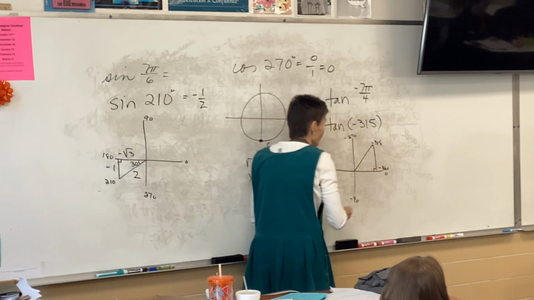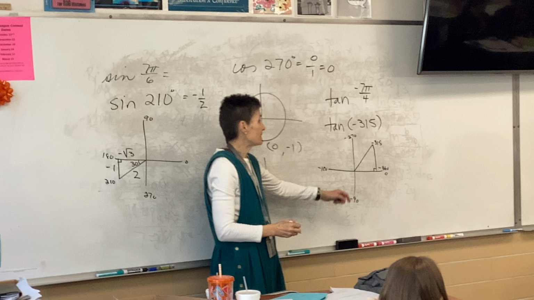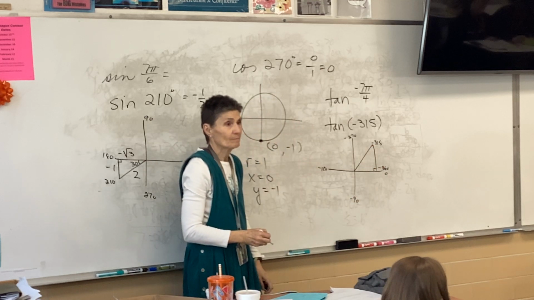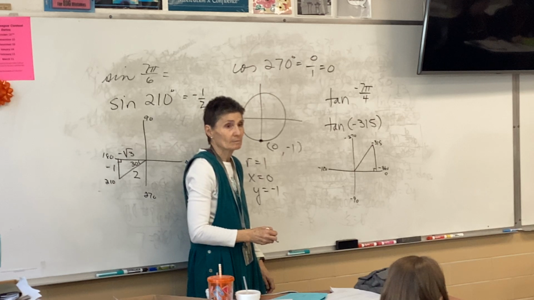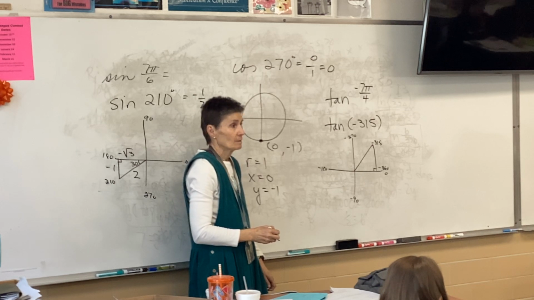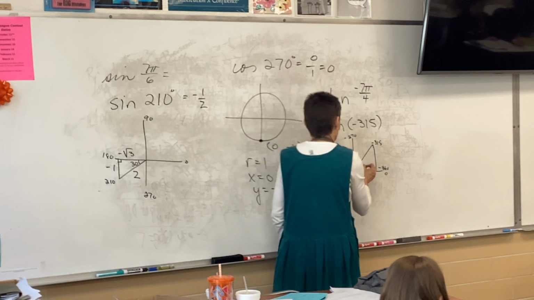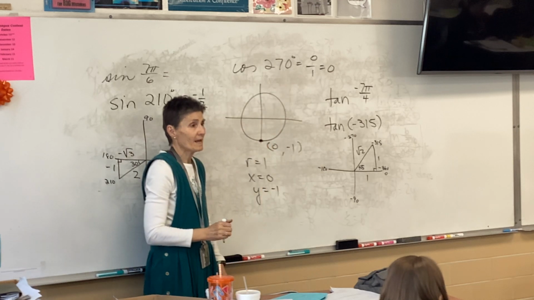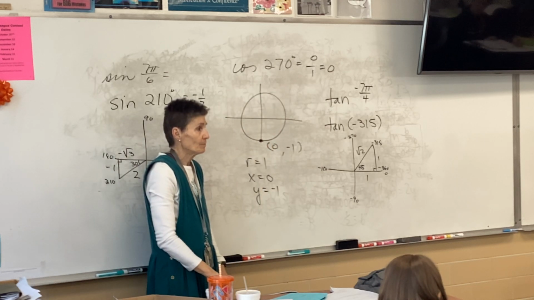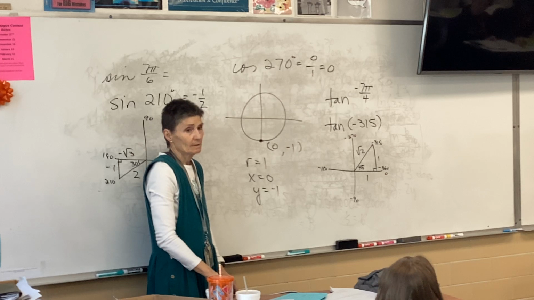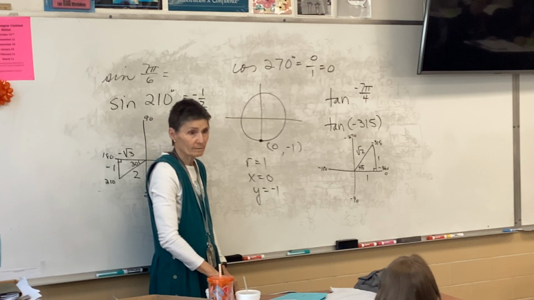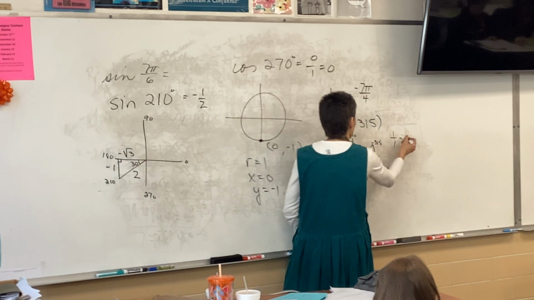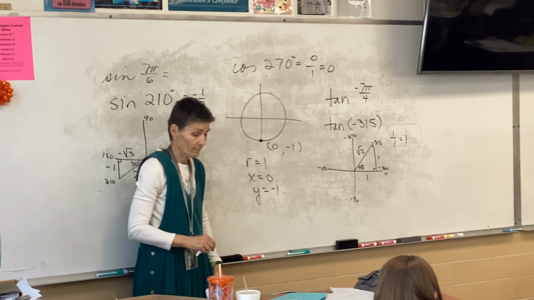Perpendicular, straight down. So I need the angle between 315 and 360, which is 45. So the sides are 1, 1, root 2. What's negative? Nothing. Why? I'm in quadrant 1. I need the tangent. The tangent is opposite over adjacent. So the answer is 1.